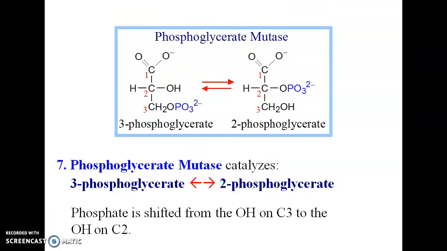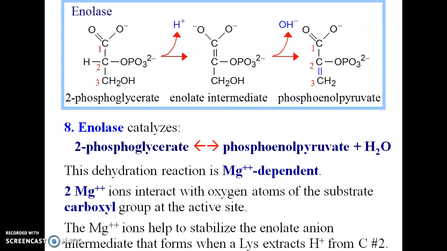Next one, the phosphoglycerate mutase: 3-phosphoglycerate will be converted into 2-phosphoglycerate, that is, they will just change the position of the phosphate from the hydroxyl on the C3 to the hydroxyl on the C2 carbon atom.